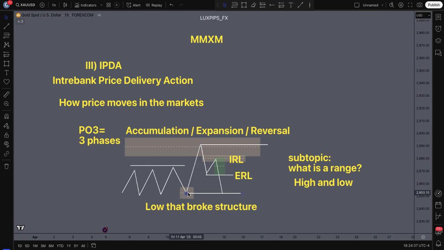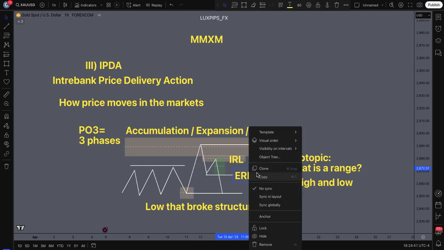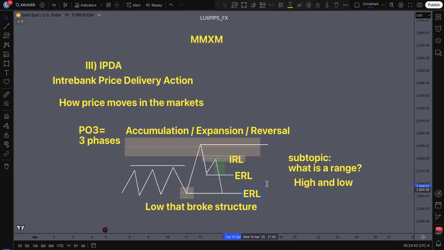But of course, you want to catch the big move. You want to identify the ERL that broke the structure and sell it all the way down. Does this always happen? No, it doesn't always happen. Most of the time, it'll hit the IRL, ERL, come like right here, reverse again.